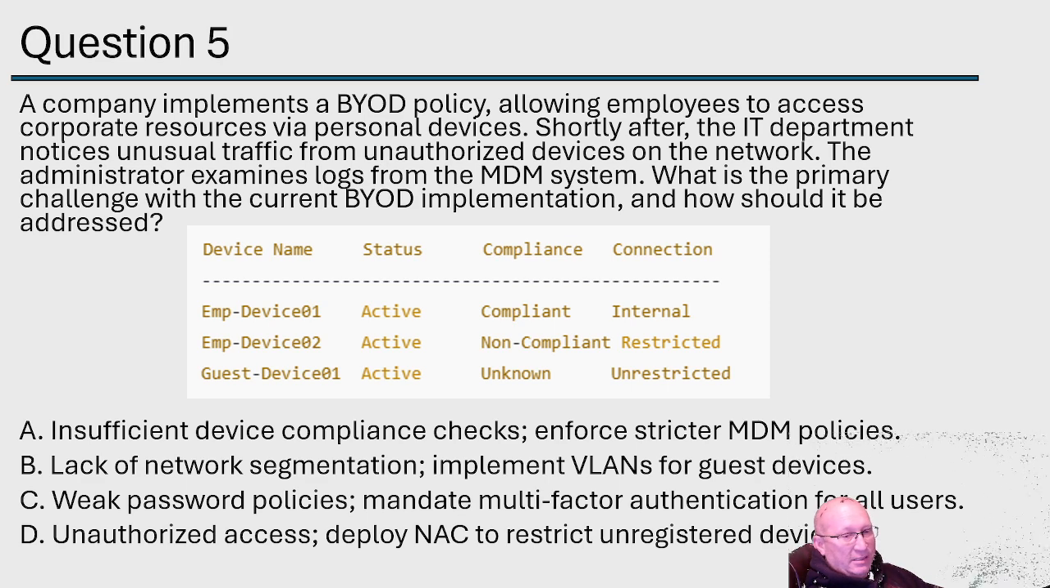Deploy NAC to restrict unregistered devices. What do you think about this one? Network access control, of course, is NAC. All right, so we've got what did we say? 3 good ones, B, C, and D. Let's knock off one of these. Let's get rid of B. Lack of network segmentation. Implement VLANs. I feel like that's a good one to get rid of. So it really comes between C and D. C and D are going to be our 2 front runners on this one. What do you think? Why did I get rid of B?